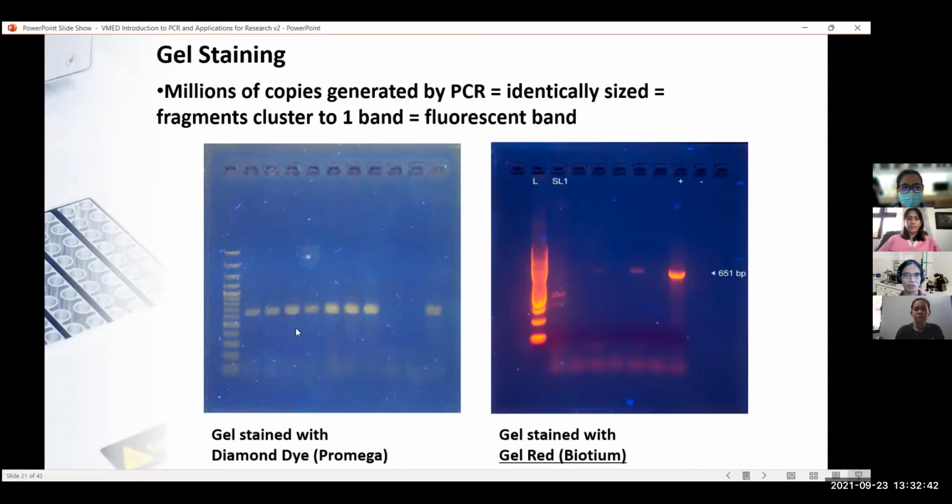So samples 1, 2, 3, 4, 5, 6, 7 are positive. Sample 8 is negative. Sample 9 is a negative control, so it should be negative. Sample 10 is the positive control, so it should be positive. Okay, same here. Sample 1 is negative because although it has a band, its size is not 651 base pairs. Sample 2 is negative, sample 3 is positive, sample 4 is negative, sample 5 is positive. Okay, it's that simple.